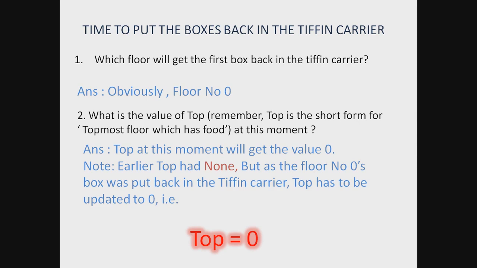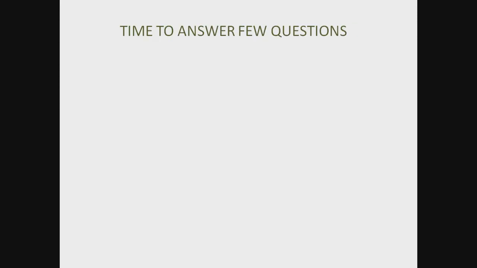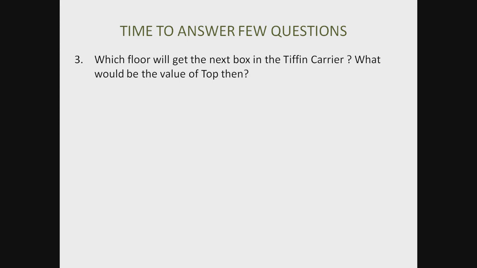So now the topmost value has been put in subscript number 0 in Python also. So top, which keeps the subscript number of the topmost value put, would keep 0 in it. Let us now try to answer a few questions. The first question is, which floor will get the next box in the tiffin carrier? As I said, it would be floor number 1.